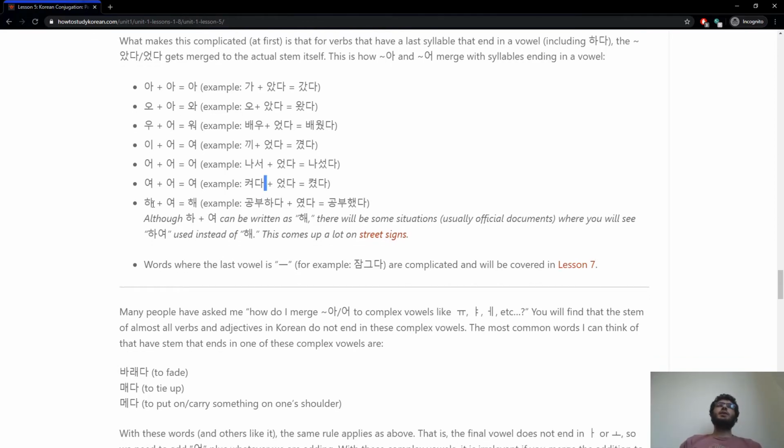And then finally, hada, or ha plus yo becomes he. This one you're going to see all the time. So I wouldn't worry about memorizing it, because you're just going to see it all the time, so you can't possibly get this wrong.